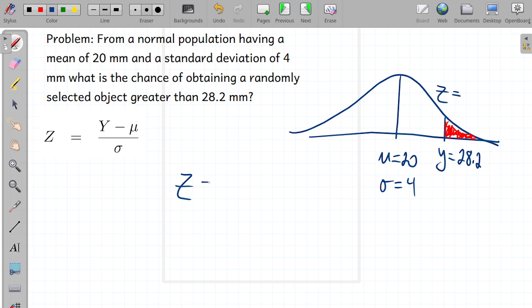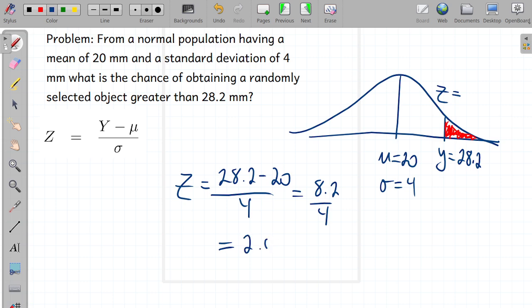So we have z is equal to 28.2 minus 20 divided by 4. So this is going to be 8.2 divided by 4. And what in the heck's that going to be? That's going to be 2.05. So that means we're just slightly larger than 2 standard deviations greater than the mean.